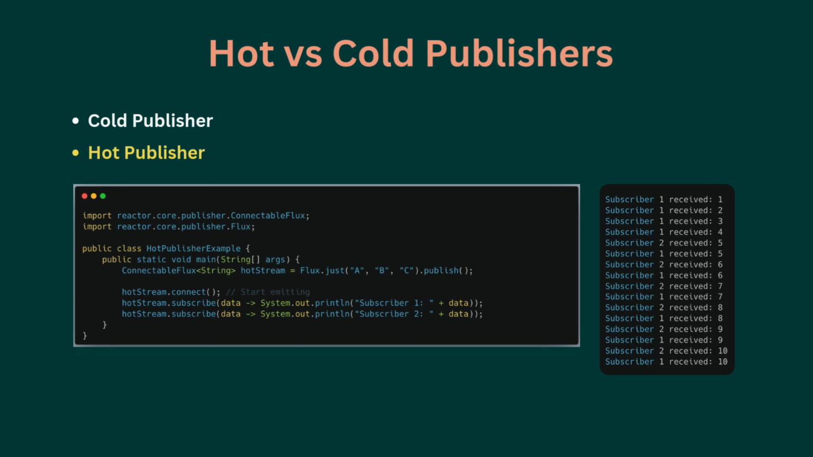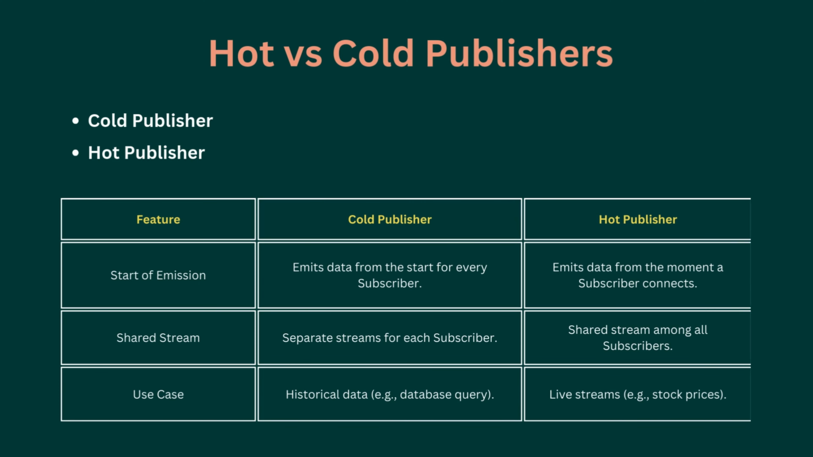After 2 seconds, subscriber 2 joins the stream. Subscriber 2 receives data starting from 5 because the hot publisher does not replay earlier emissions. Both subscribers then share the subsequent data 6, 7, 8 and so on in real time. So hot and cold publishers allow you to choose the appropriate behavior for your data streams. Use cold publishers when every subscriber needs the entire stream and hot publishers for real-time shared streams.